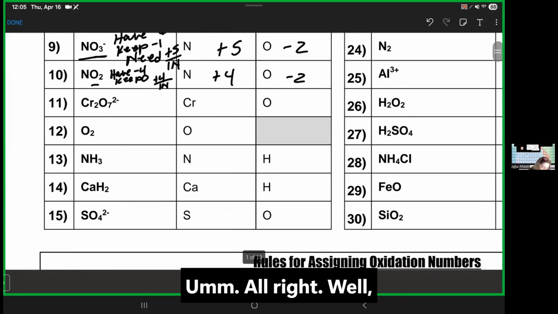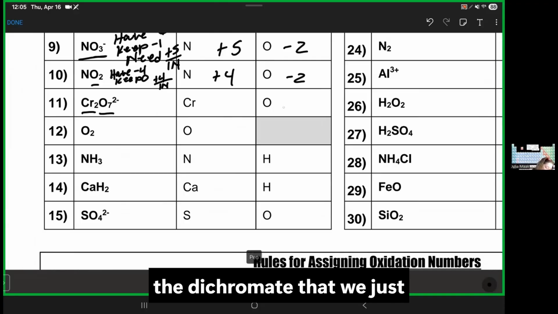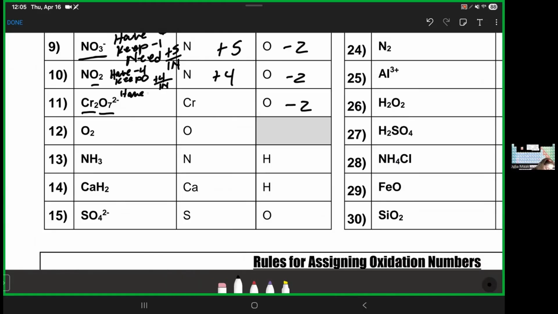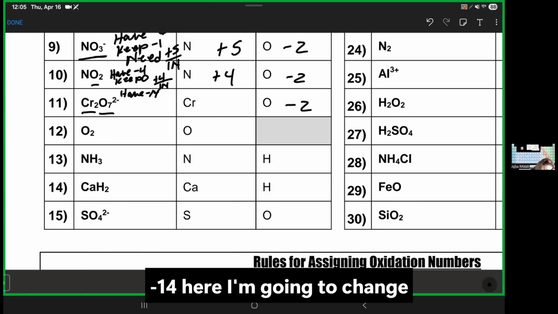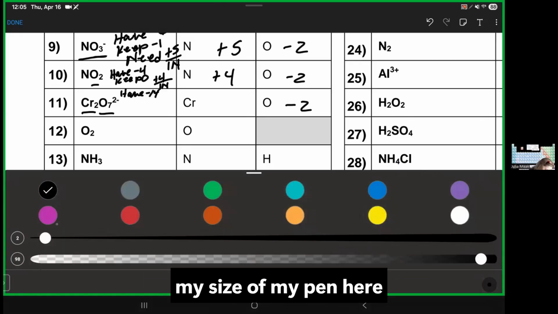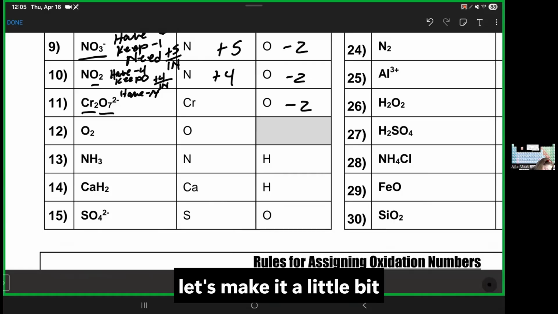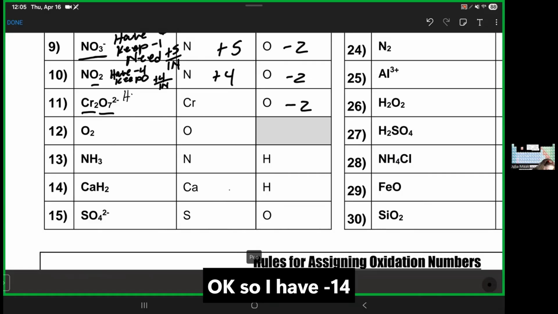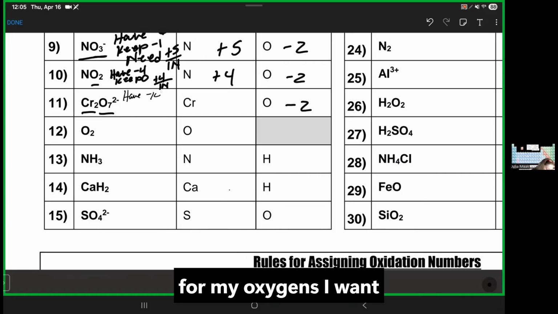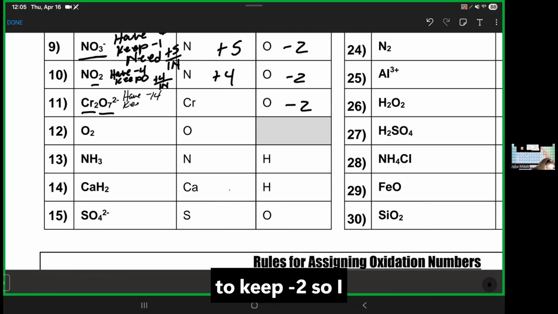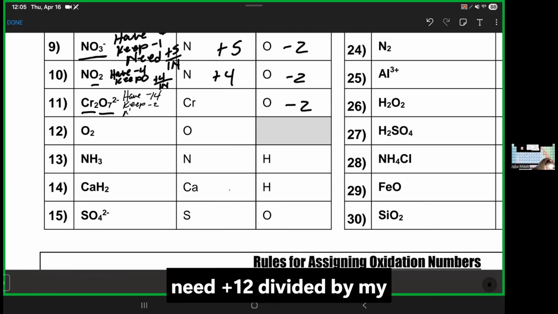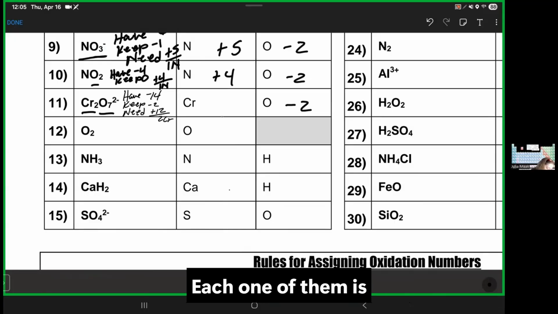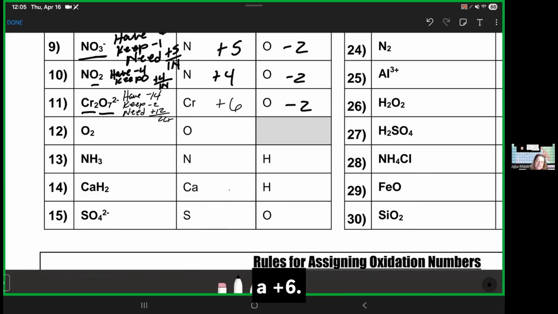All right, now the dichromate that we just did. So we know oxygen is -2. We have -14. Here, I'm going to change the size of my pen. Let's make it a little bit smaller. Okay, so I have -14 for my oxygens. I want to keep -2, so I need +12 divided by my 2 chromiums that are there. Each one of them is a +6.